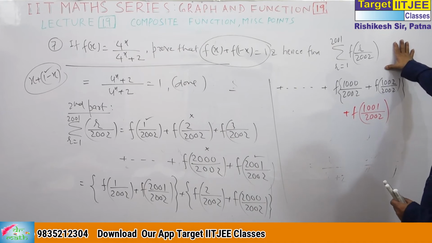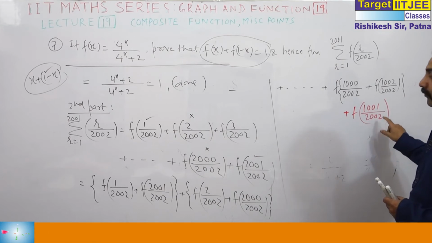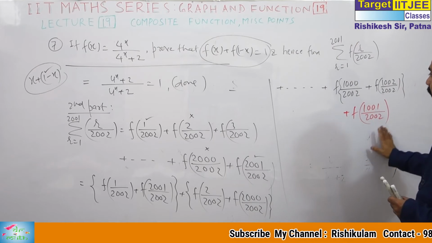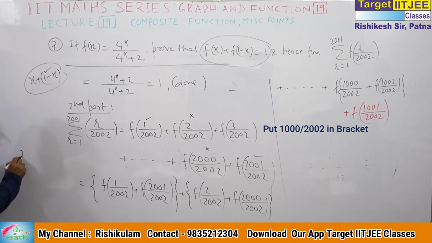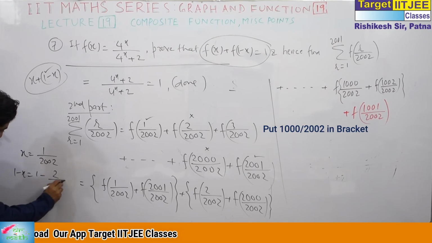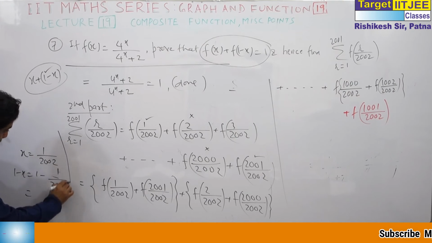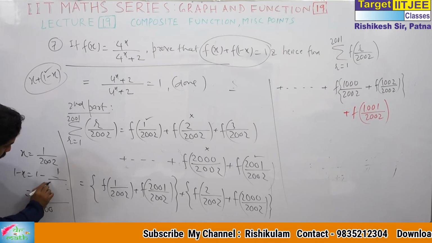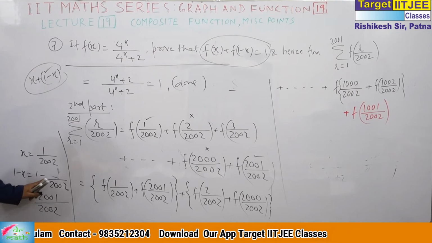You can see easily that if there are an odd number of terms, one number will remain. And what will be the number? This is 1001, the middle term. This will remain. Now, what is the advantage of this? If you take x is equal to 1 by 2002, then 1 minus x is what? This is 2002, right? This is 2001. This minus this.